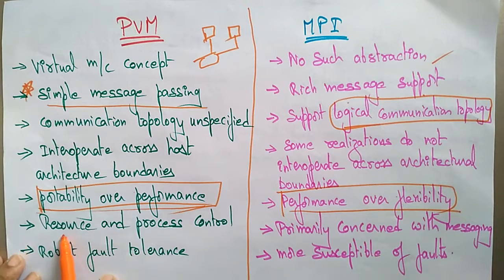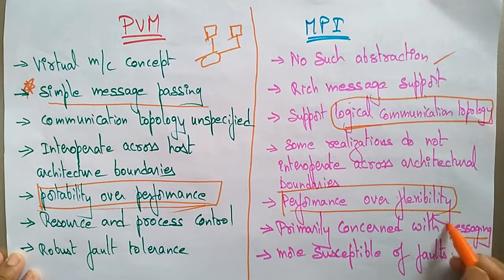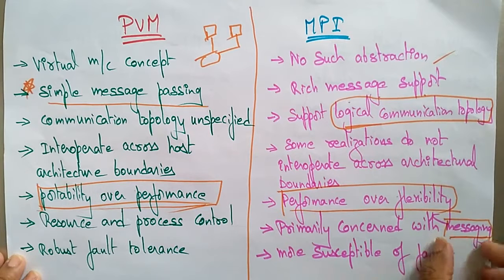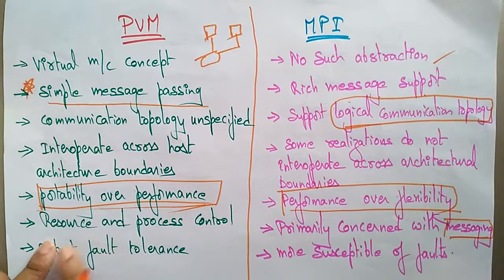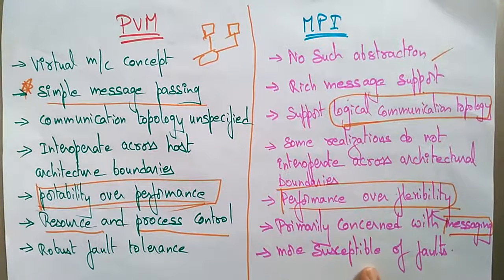In PVM, the focus is resource and process control, but MPI is primarily concerned with messaging only. It concentrates on messaging, but parallel virtual machines concentrate on resource and process control. And PVM has robust fault tolerance, while MPI is more susceptible to faults.